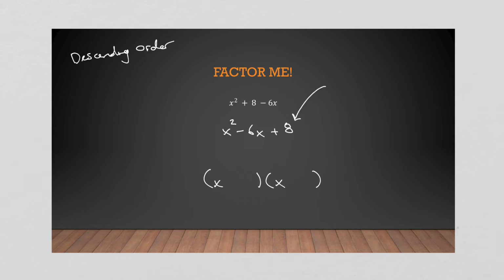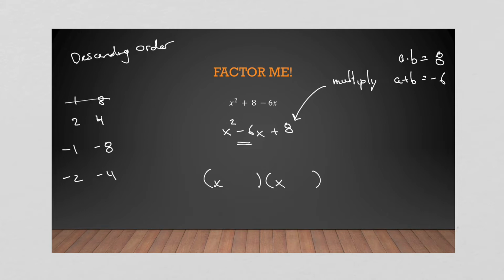We're looking for two numbers that multiply to that. Okay, we're looking for a times b equals 8. And we're looking for an a plus b that equals negative 6. So again, what are the factors of 8? Well, 1 and 8, those are positive, 2 and 4. But then also negative 1, negative 8, negative 2, negative 4. So which of those pairs adds to negative 6? No, no, no, yeah. So x minus 2, x minus 4.